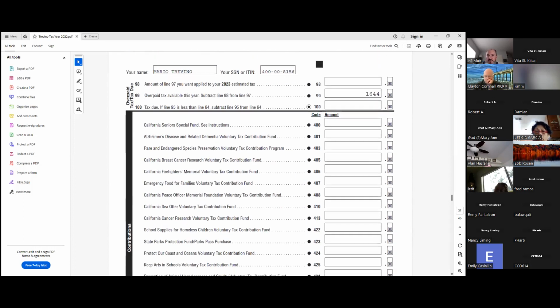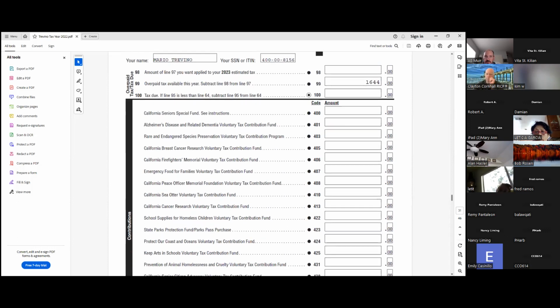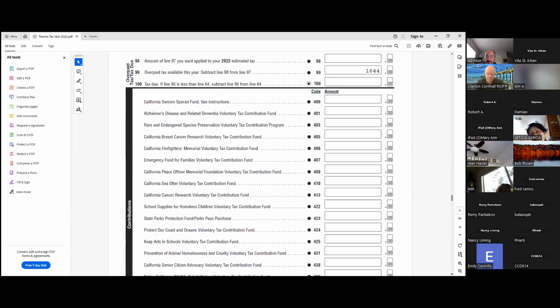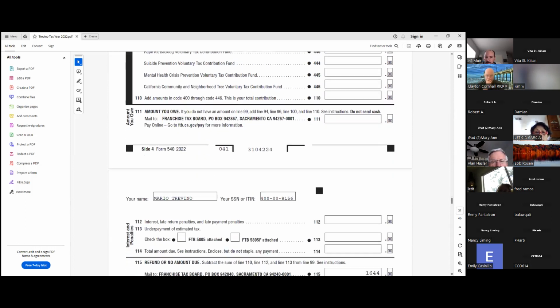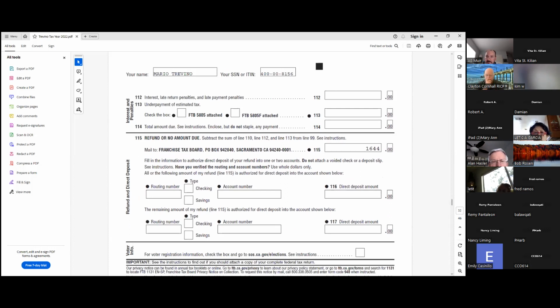Here's that section talking about the various contributions. And so I think we all probably agree these are good funds to donate monies to, and you can do that right from the tax return. It would simply reduce the amount of the refund. But again, I think we can all agree these are good funds to contribute to. And then the latter page, you can see that we have the amount of the refund is $1,644.